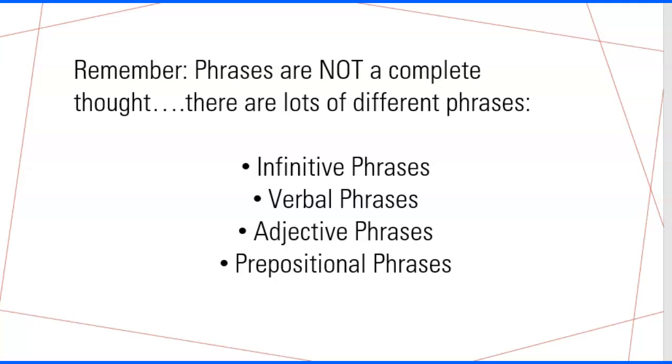Now, hopefully this is ingrained in your brain at this point. But remember, phrases are not a complete thought. And there are lots of different phrases. You can have infinitive phrases, verbal phrases, adjective phrases, prepositional phrases. And they can be 2 words, or they can be 4, 5, 6 words. You can have multiple phrases in a sentence, especially with prepositional phrases. I know that some of my students sometimes ask if there's a limit on the number of phrases, and certainly not, as long as they all make sense.